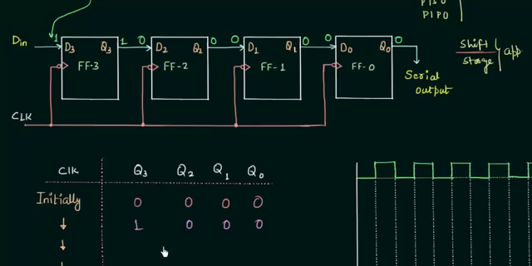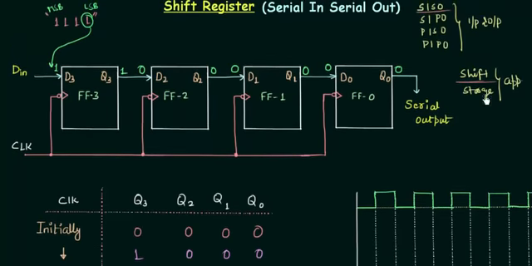Because of this changed output, the input will also change, and we have to find out this changed input. We want to store 1111 in the shift register, and for that initially I have given 1 to D3. Now I have to give this 1 to D3 again, and I will have D3 equal to 1. So this is the input for flip-flop number 3. Now we want to find out the input for flip-flop number 2, that is D2, and D2 is equal to Q3. Q3 is 1, so D2 is going to be 1. D1, the input for flip-flop 1, is connected to Q2.